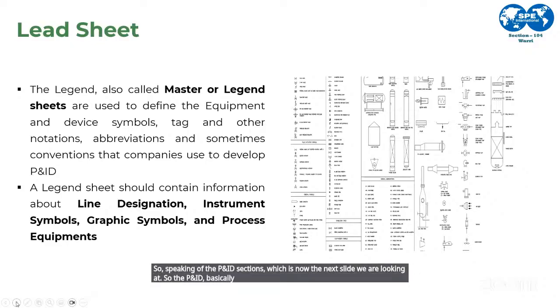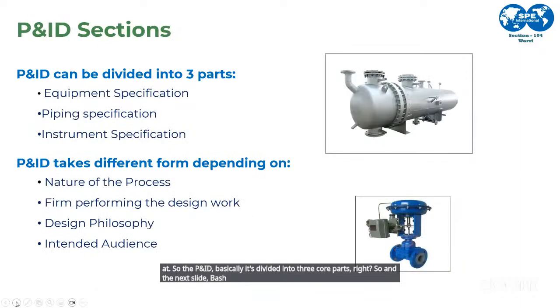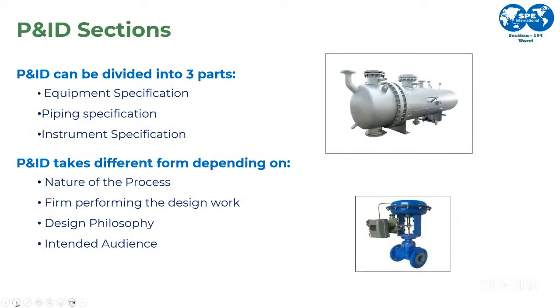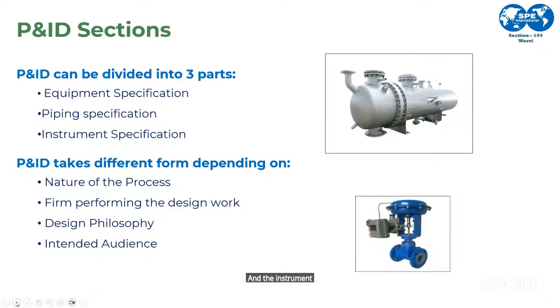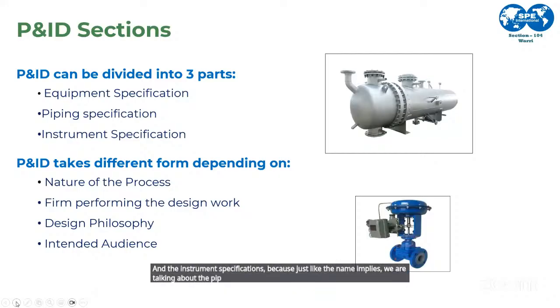It's divided into 3 core parts, right? So the next slide. P&IDs can be divided into 3 parts based on these item identifiers that we have spoken to. And basically, when we're speaking about the 3 parts, we're talking about the equipment specifications, the piping specifications, and the instrument specifications. Because just like the name implies, we are talking about the piping and instrumentation diagram.